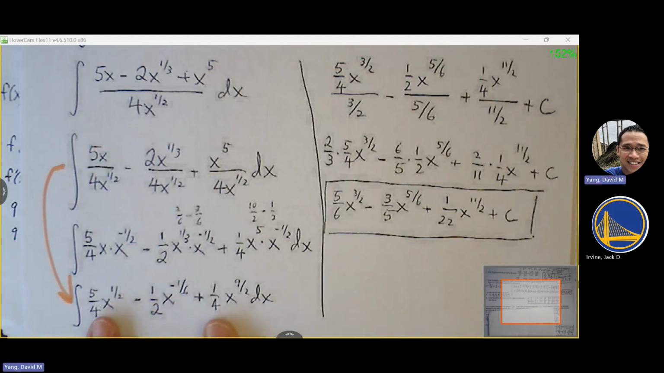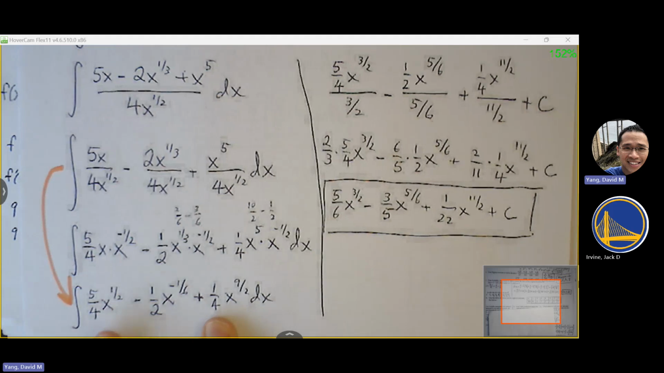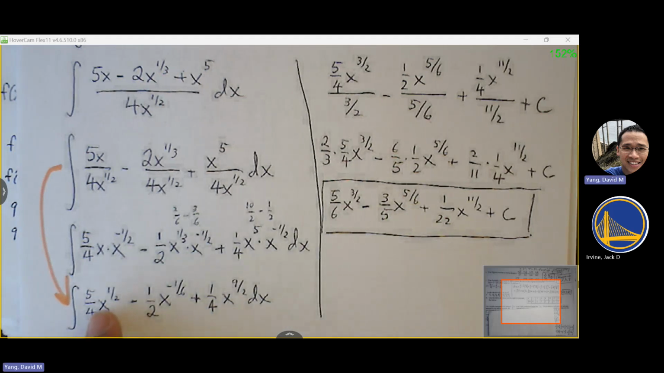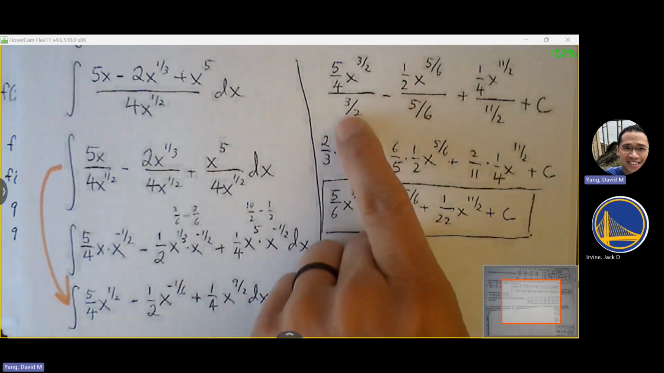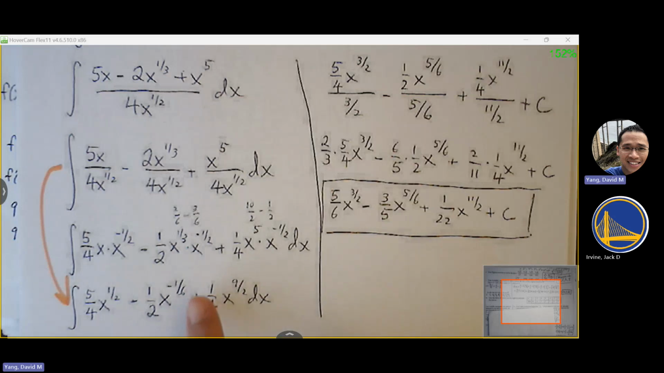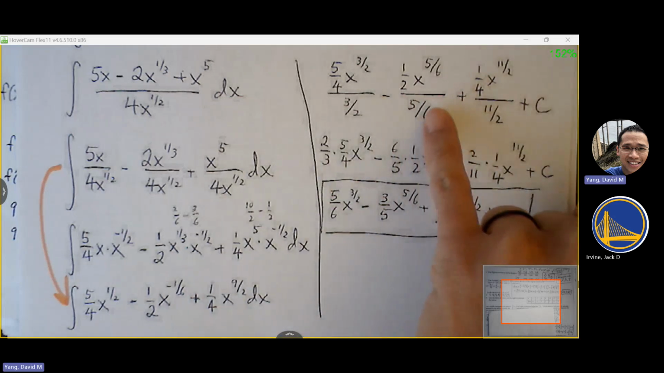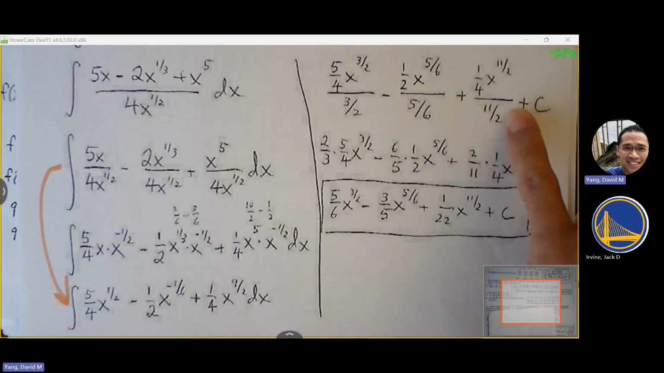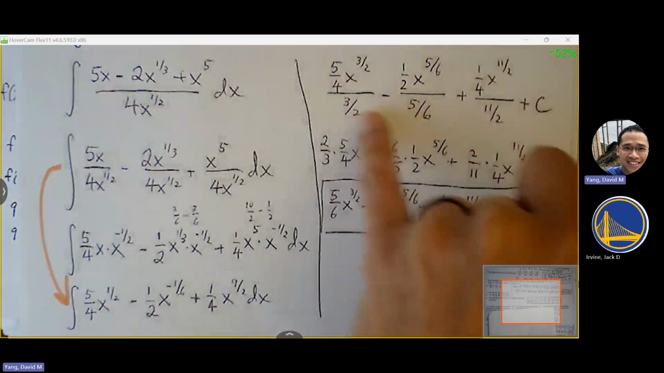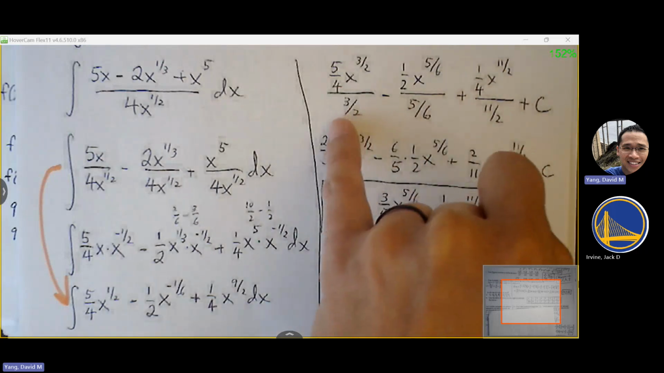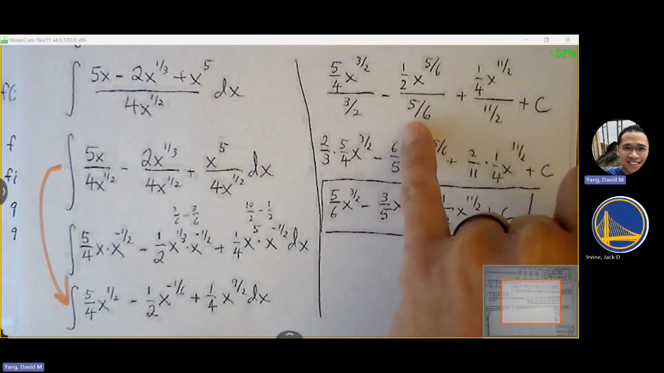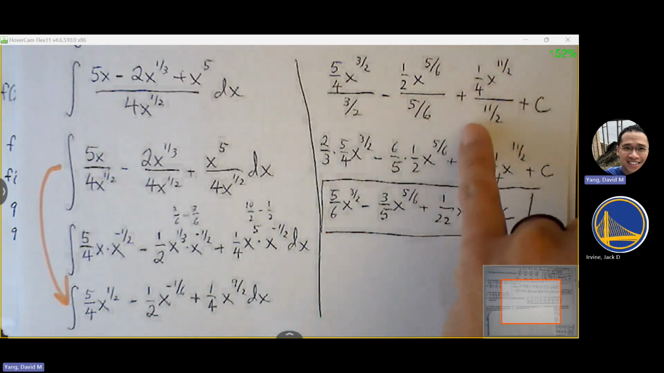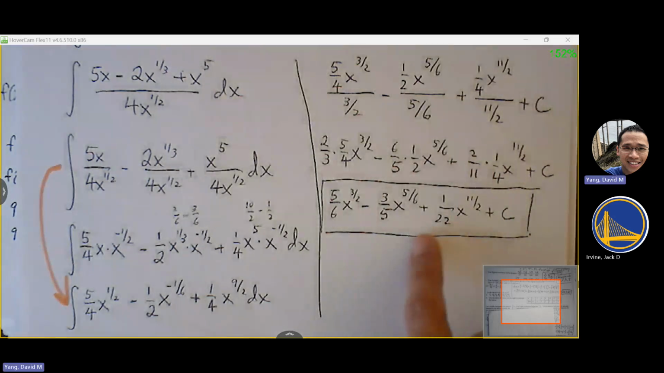So once we're here, every term is ready for power rule, and we can apply power rule with the next step. Okay, 5/4 stays, x to 1/2 becomes x to 3/2 over 3/2. Negative 1/6 becomes 5/6 over 5/6. 9/2 becomes 11/2 over 11/2. We flip all these fractions up as reciprocals. So 5/4 times 2/3, 1/2 times 6/5, 1/4 times 2/11, and then we just clean up.